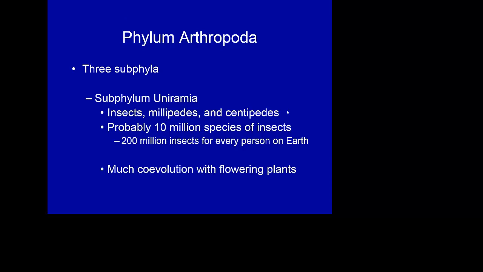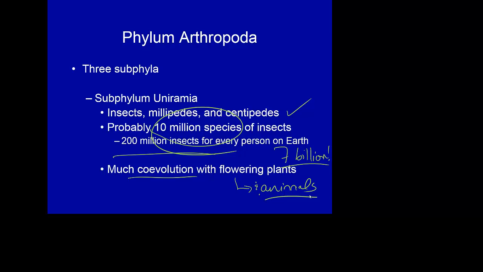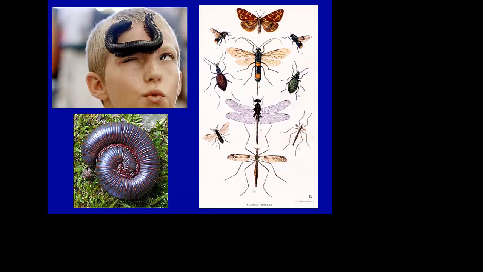So with Uniramia, insects, bugs, millipedes, centipedes, look at this. 10 million species of bugs on this planet. There are 200 million bugs for every person on the planet. Just think about that. If we're at 7 billion people, do the math on how many bugs are running around. Not to gross you out, but there's also a lot of coevolution. We often talk about flowering plants with animals and coevolution, but we can also look at the interaction very specifically of insects in this interaction. So here are just a couple of examples: dragonflies, butterflies, millipedes, centipedes, and so on.